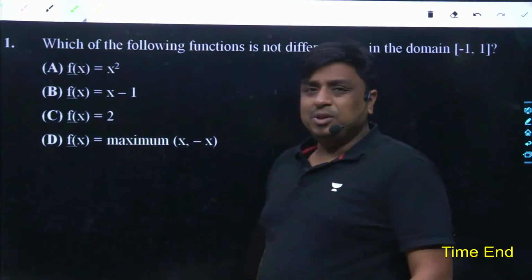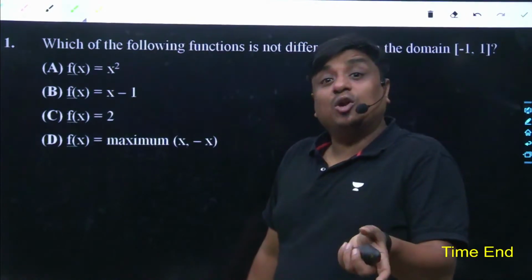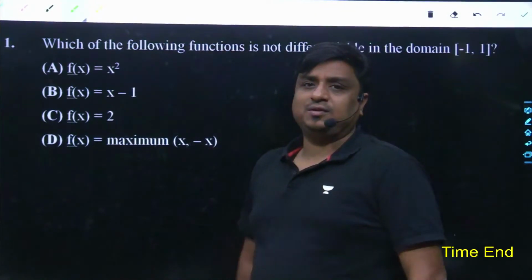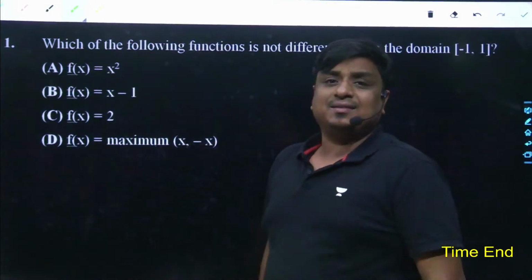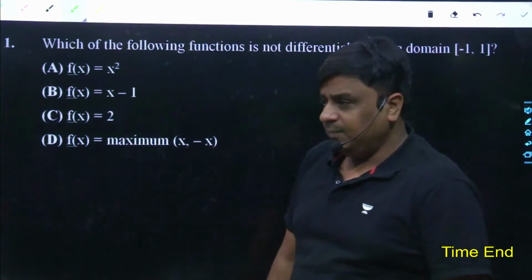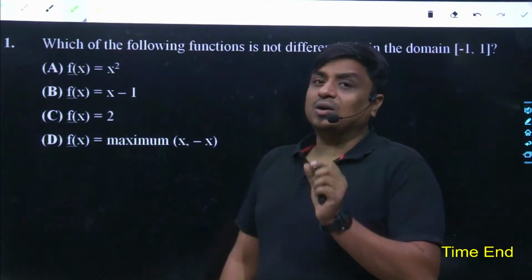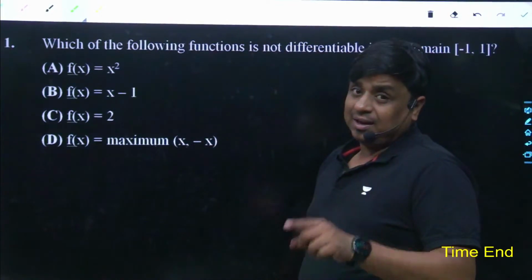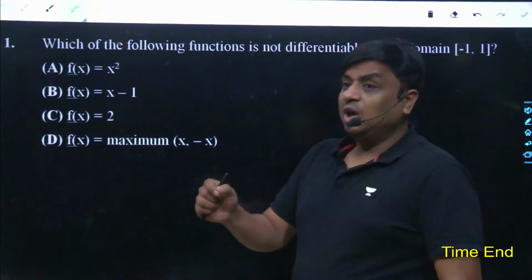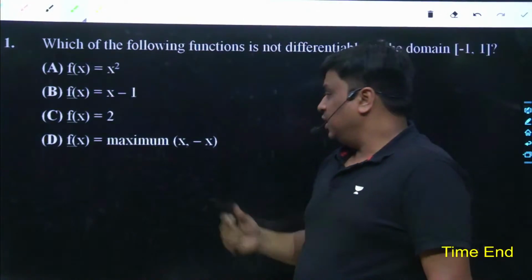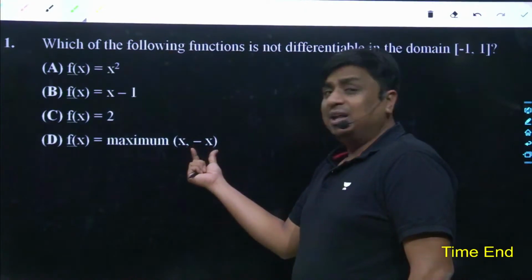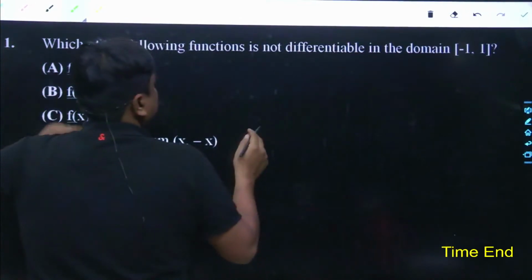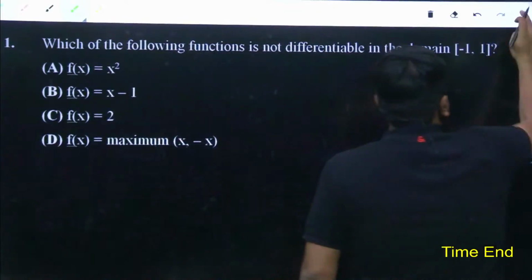Now option D is one that many of us probably have not seen earlier: the maximum of x comma minus x. What does x stand for? x is a straight line which passes through the origin and has a slope of unity. Similarly, minus x is again a straight line passing through the origin and has a slope of -1. We have to take the maximum between these two curves. So let me focus on this curve first, which is utterly important. See what I would do now.